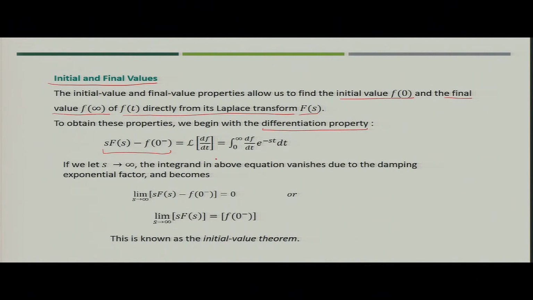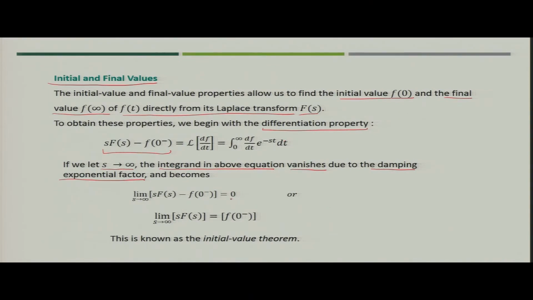Now, if we let s tend to infinity, then the integrand in the above equation will vanish because of the damping exponential factor. So, if you put the value of s as infinity, this will become 0. So, the whole of the expression to the right of Laplace of df by dt will become 0.